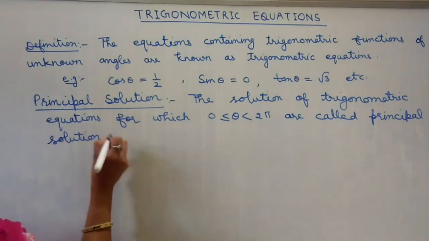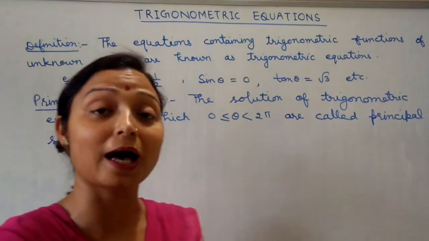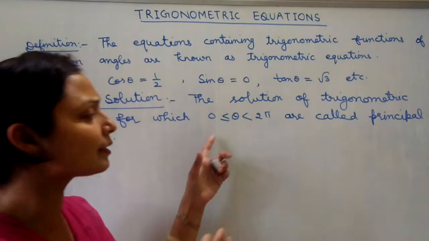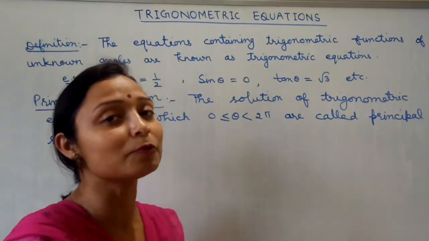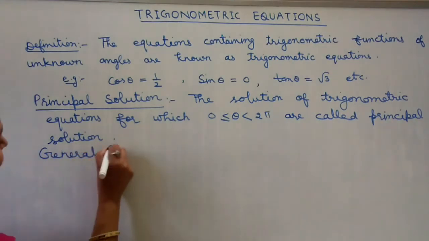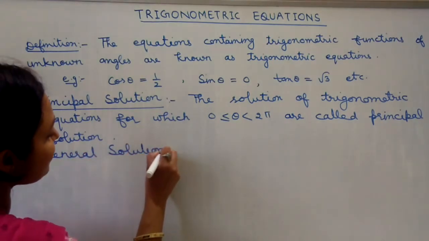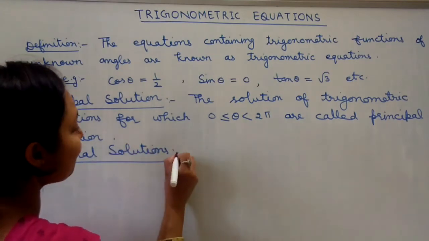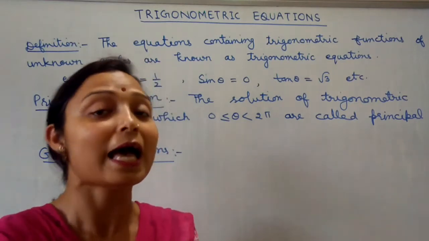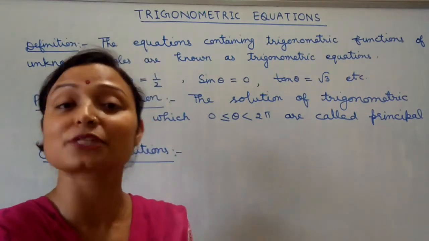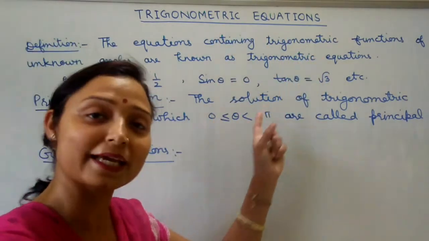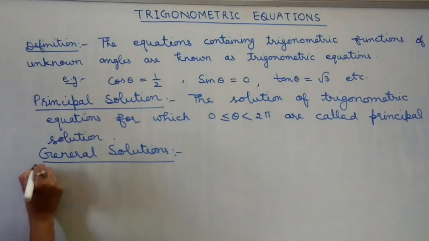Okay, now after the principal solution we have the general solution. By using the general solution we can easily find the principal solutions. Come to the general solution of trigonometric functions. How can we find general solutions? Very easy. First of all, we will take these three trigonometric functions with 0 and then alpha. So there are 6 formulas for the general solution of trigonometric equations. Let's come to those formulas first.